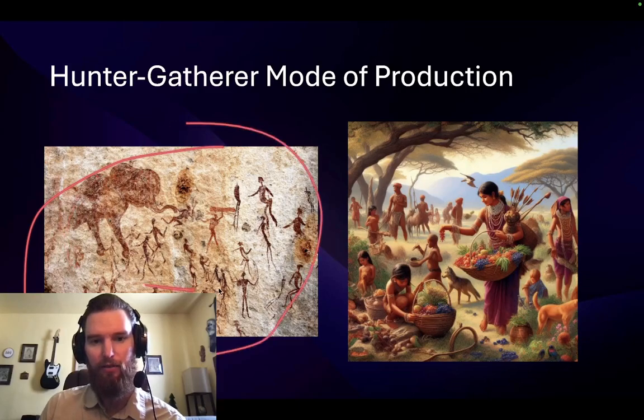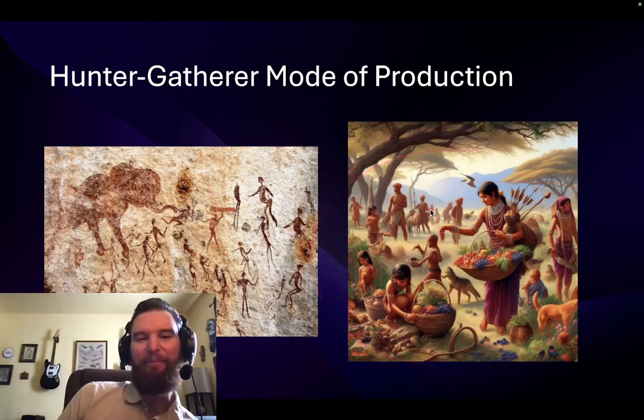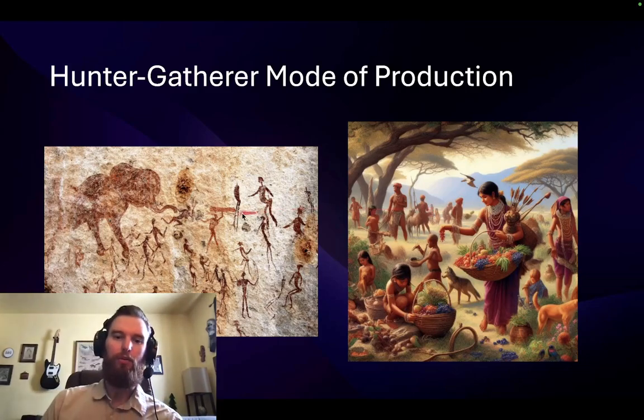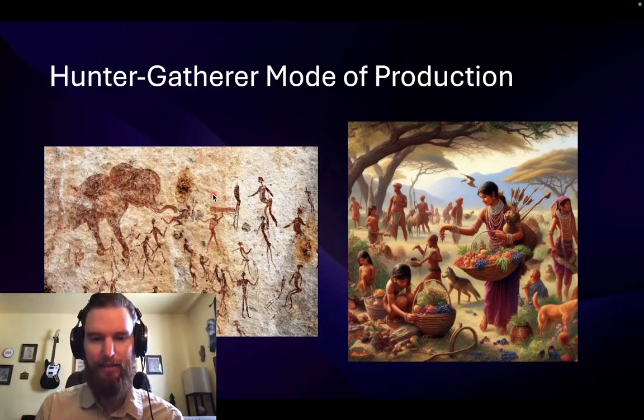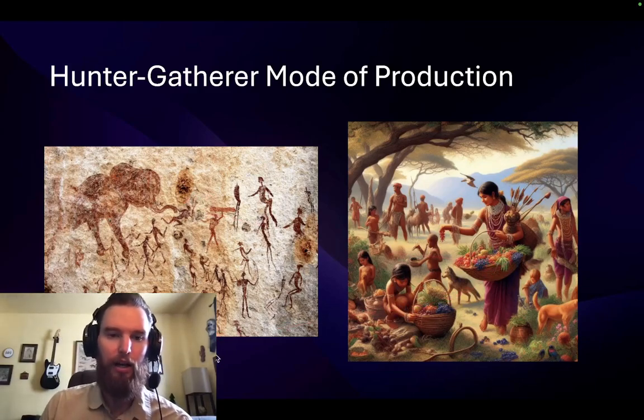So if we think about the hunter-gatherer mode of production, this being an actual cave painting from that time, this being AI's version of it now, we can think about the means of production at this point in time. The tools being used were maybe some primitive weapons for hunting. Maybe there were baskets to carry food.